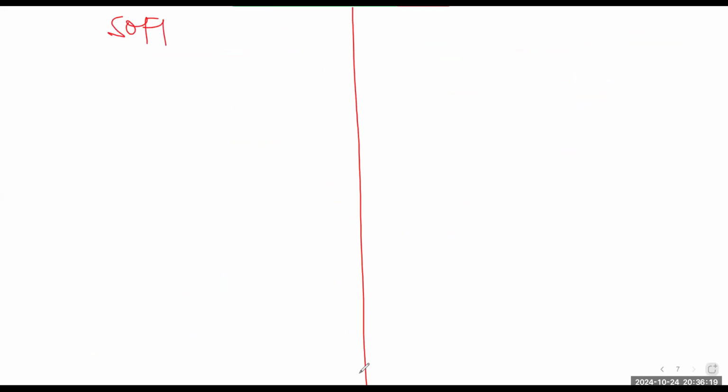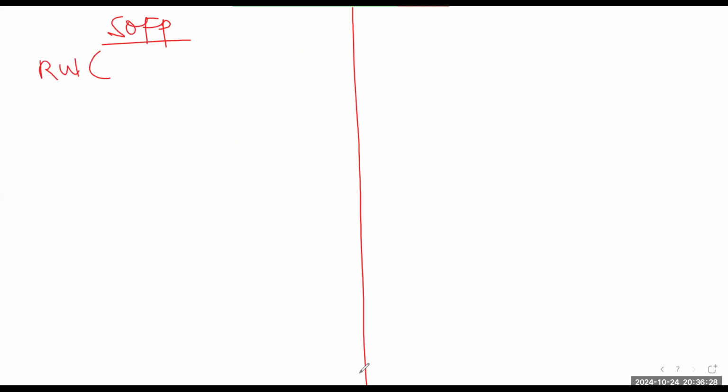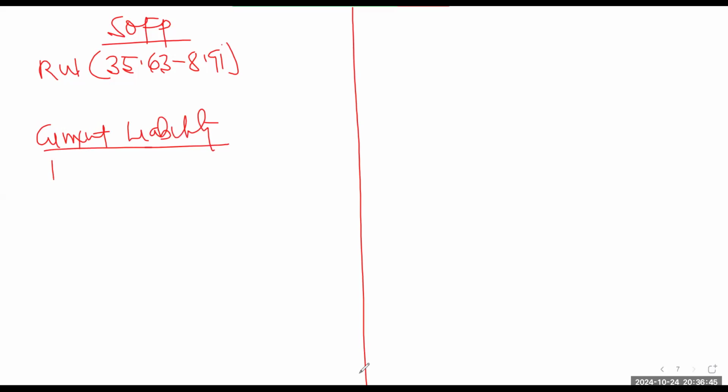Statement of financial position. We have right of use under assets. That will be 35.63 minus what? 8.91. 35.63 minus 8.91. Then we come to current liability and non-current liability. We can split the lease liability under current and non-current. Okay. This one is very simple.